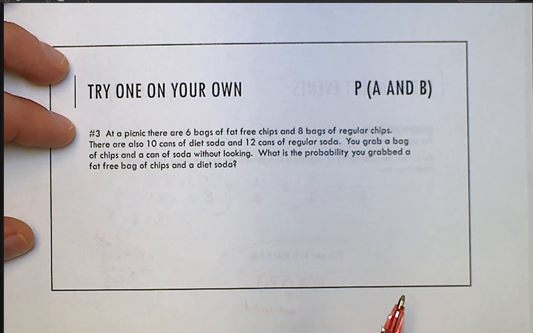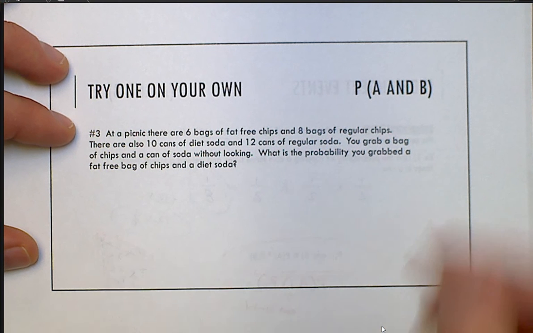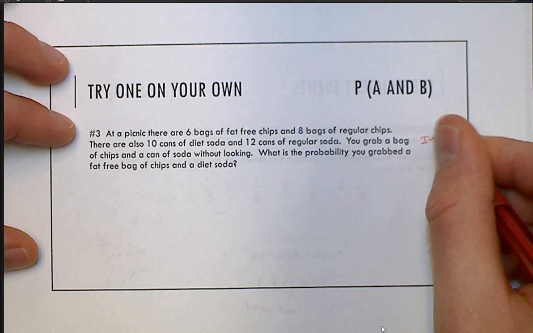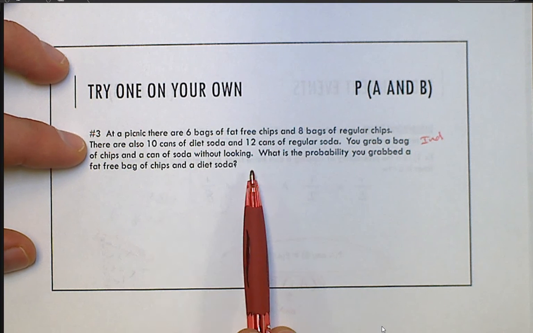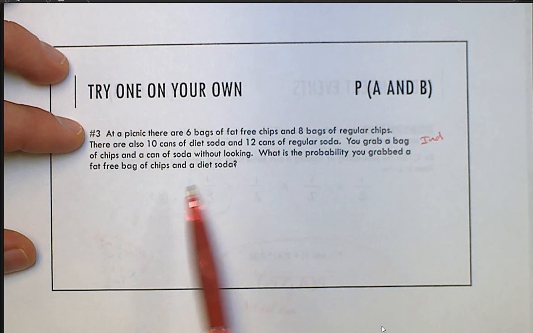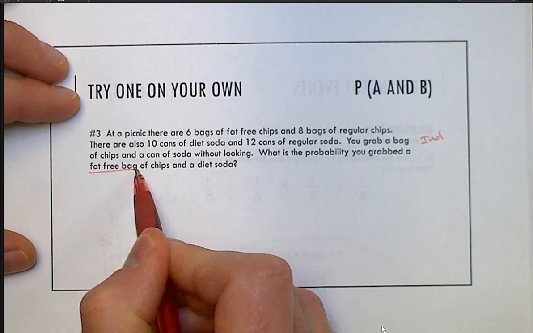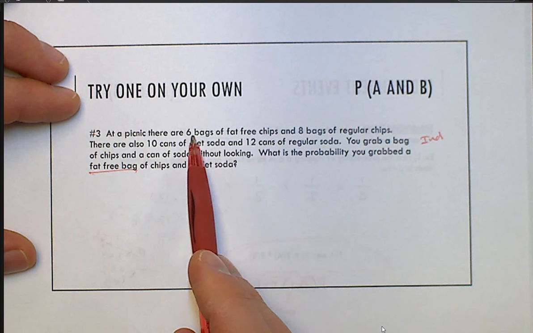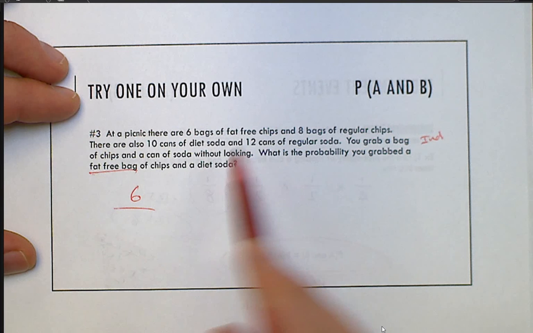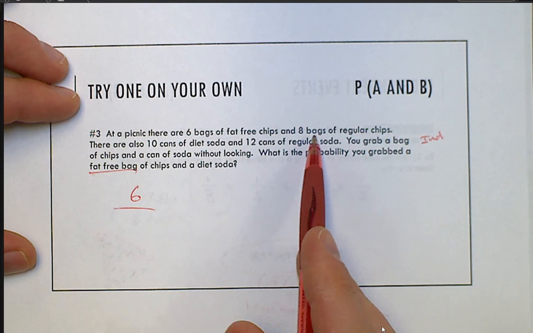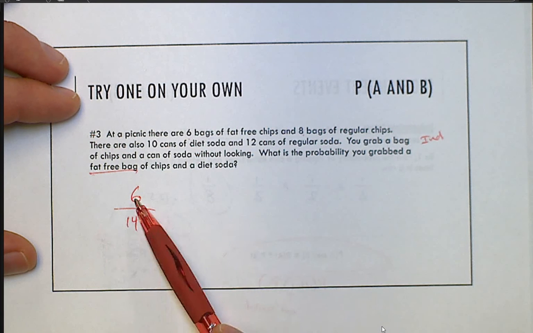So, first of all, independent or dependent? Well, this is going to be independent, right? Nothing about me grabbing chips is going to affect the soda. So let's take a look at the probabilities for each. Let's take a look at the fat-free bag of chips. We know that there are 6 bags of fat-free chips, so that's what we want to have happen, out of the total amount of bags of chips that are possible, 6 plus 8 gives you 14. We want 6 of the fat-free, there's 14 total, okay?